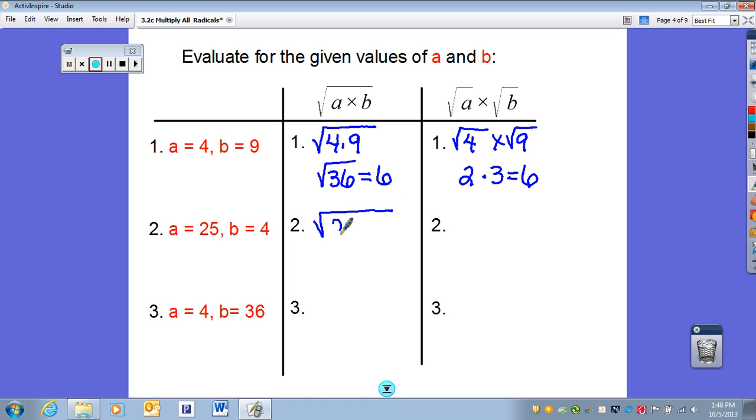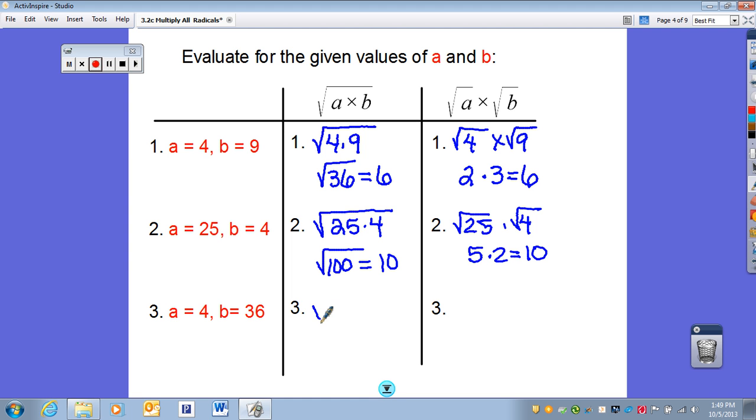Let's look at another example. If I have 25 times 4, and they're both under the radical, that's going to be the square root of 100 because I can multiply them together when they're both underneath, and the square root of 100 is 10. It also works if I were to separate the two and take the square root of 25 first and then multiply that by the square root of 4. The square root of 25 is 5 and the square root of 4 is 2. The product will be 10.